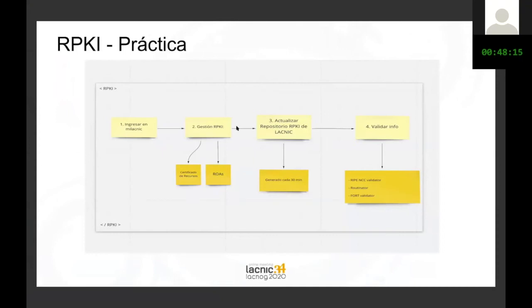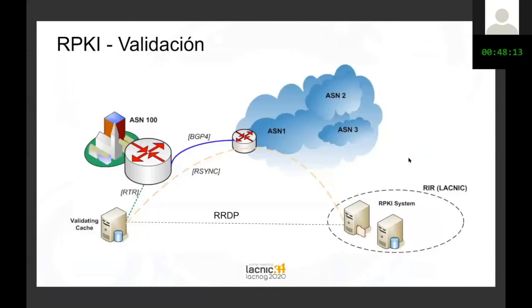Esto acá. Entonces, bueno, mientras eso. So while this is updated, we're at this level. We have the RPKI app system and the LACNIC RIR. We're generating the certificate. We generated the ROA, and now we're generating the repository. We're in this stage. What follows?